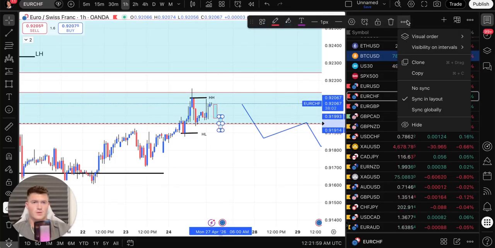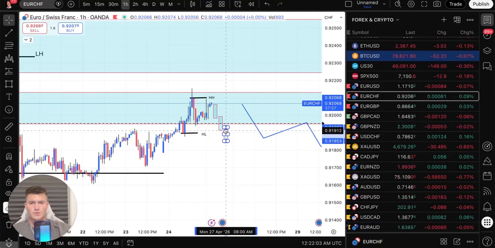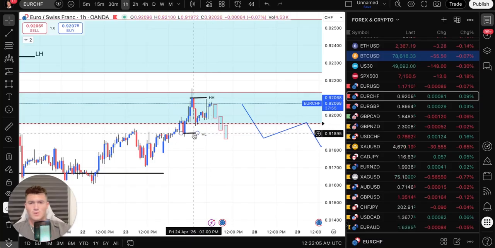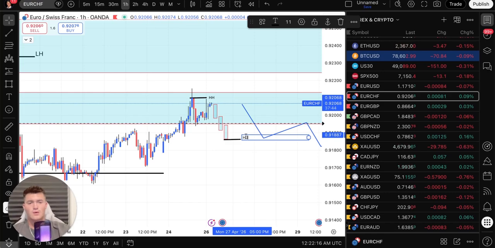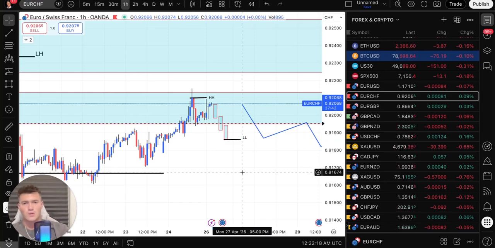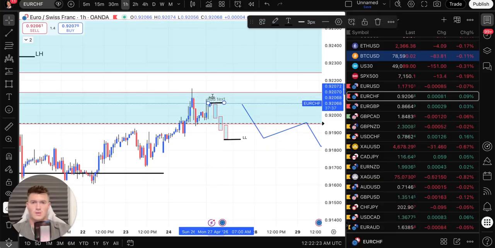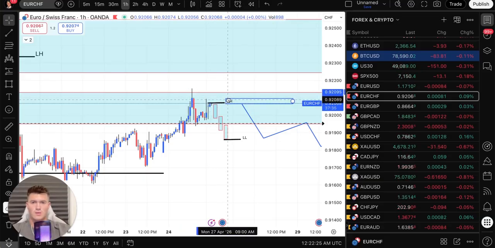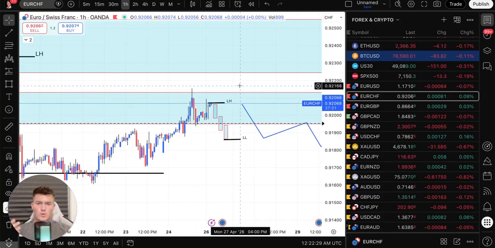Here, we want to get a closure below this point right here, because then that would give us a now lower low and a now lower high. So we would be bearish.